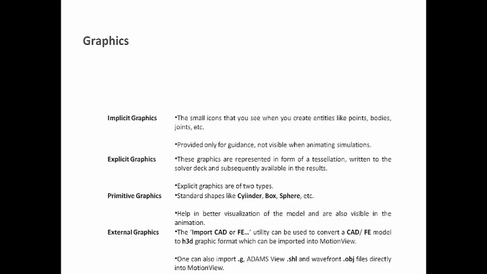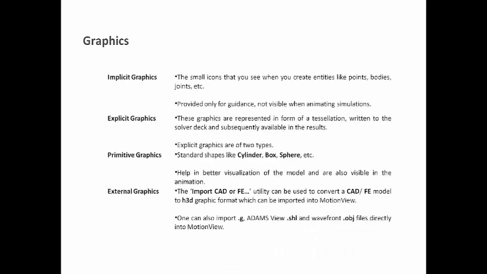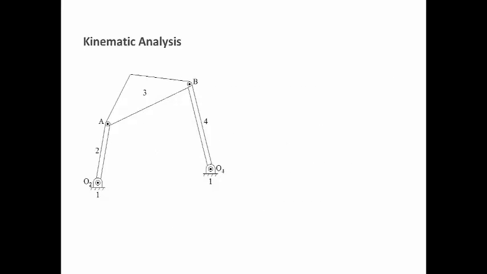As I've said earlier, we have different graphics. We have implicit graphics, the small icons that you see, like points, bodies, etc. Explicit graphics, which include primitive graphics like what we created: cylindrical bodies, boxes, spheres, etc. They only help in better visualization, but they do not involve any calculation. And external graphics: we can import a CAD or FE model and use it for building multi-body systems.